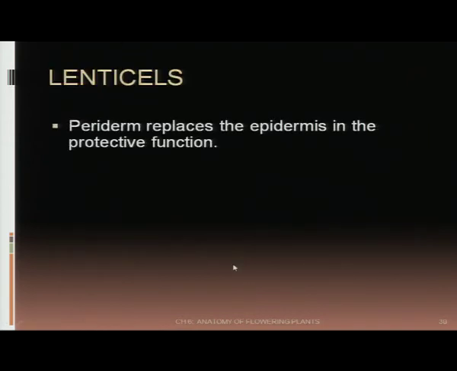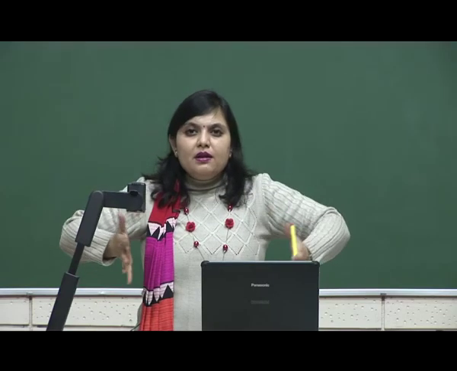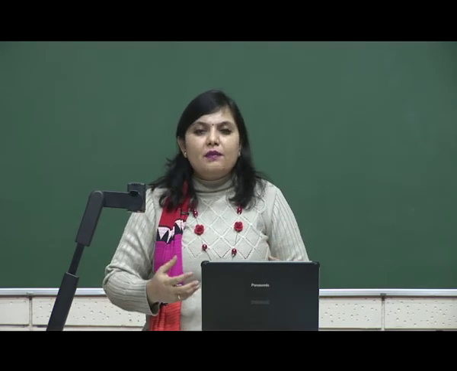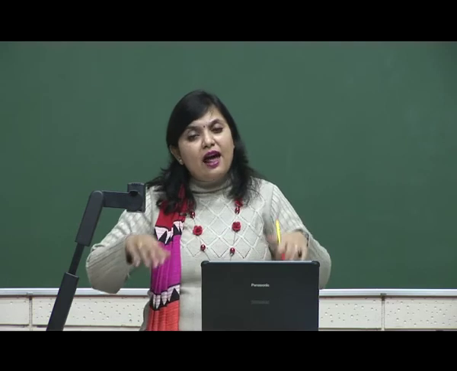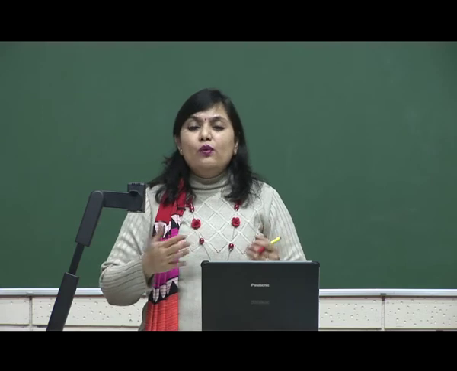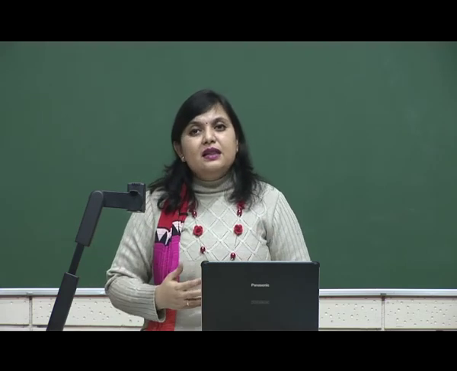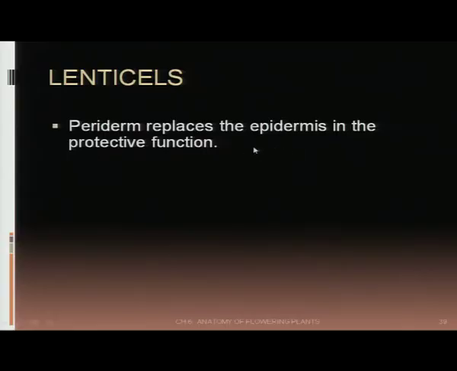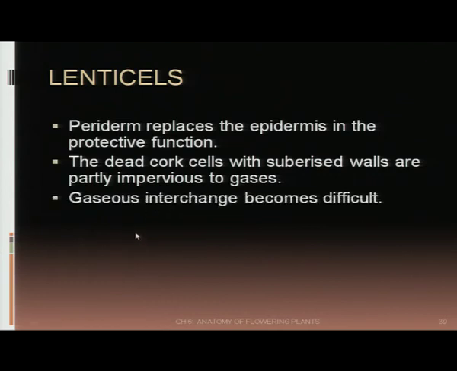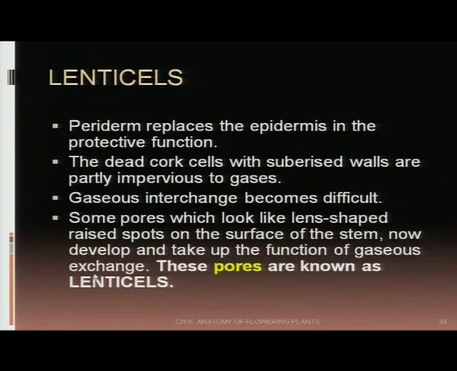Lenticels. What is happening? The stem is now increasing in the girth, the bark is being sloughed off, the epidermis gets ruptured, and a lot of suberized cells have been formed which are impervious to water and air, especially air. So, how will the inner tissues get gaseous exchange? Lenticels help in this function. So, the periderm has replaced the epidermis in protective function, and dead Koch cells with suberized wall are impervious to gases, and they have been formed in the cortex. Gaseous interchange has thus become difficult.